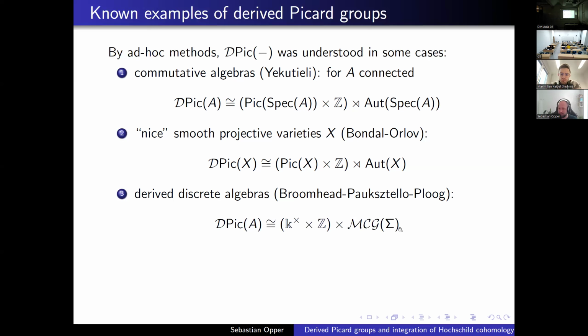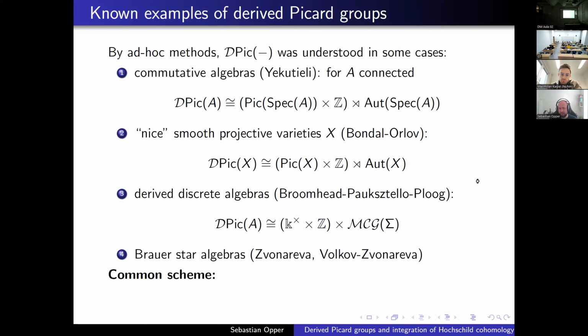Don't need to know what this is, it will appear later. But this is some symmetry group of a surface, in this case a topological manifold. And this is some algebraic something. You can also do this, for example, for Brauer star algebras, which goes back to Smaller, Volkoff and Smaller. What they all have in common, and this is why I selected them, is that the derived Picard group kind of splits into two pieces, into a semi-direct product, and sometimes it's actually a product, not just a semi-direct product.